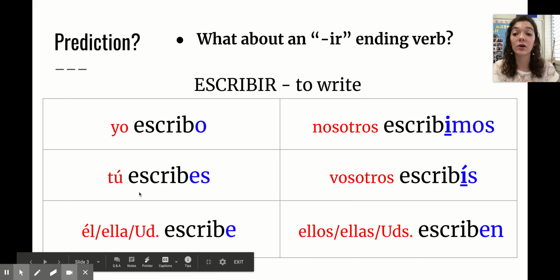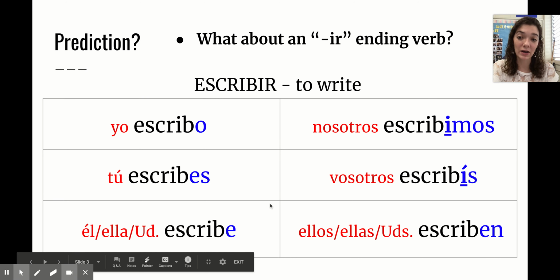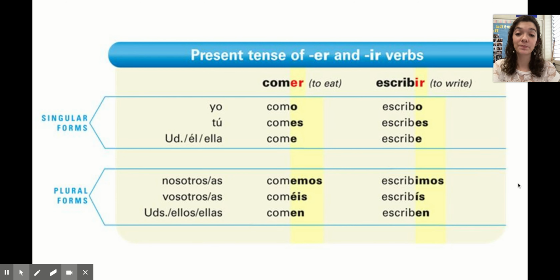Escribo, escribes, escribe, escribimos, escribís, escriben, to write. I write, you write, he writes, they write, we write, etc. Tell me, why did I underline and bold emos and is in the Edpuzzle? Moving on. This is why I underlined emos and is. Ta-da! Okay, this is the same thing.